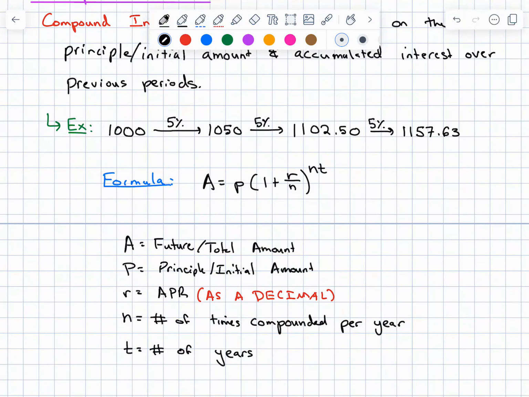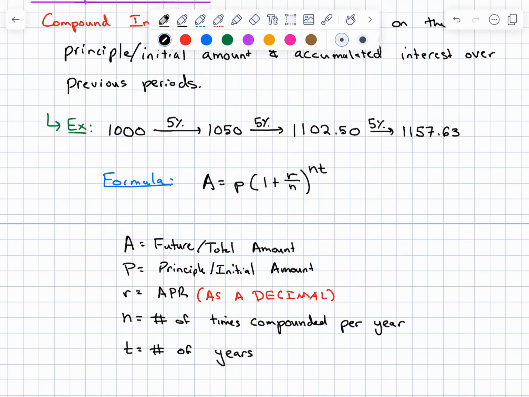If you'd like to know why the formula is set up the way it is, the R divided by N is saying that they're never going to give you the full interest. Let's say this was compounded monthly. They're not going to give you the full amount of interest every month. They don't give you 5% more interest every month. They give you 5% divided by the 12 months. So that's why it's not exactly that, but it's close. And then N times T, because you're not just doing this once every year, you're doing it multiple times per year.